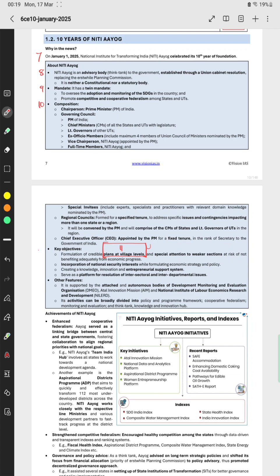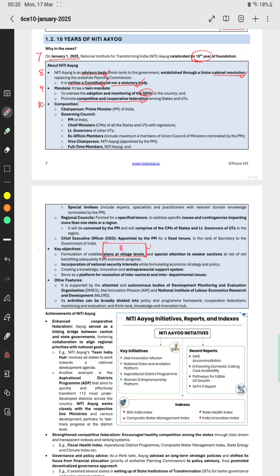Second topic. So the Niti Aayog has completed 10 years, it's celebrating 10 years. So coming to the eighth topic, it's a free prelims factual question. It is an advisory body established through a Union Cabinet resolution. It's neither a constitutional nor a statutory body. So here there are twin mandates for the Niti Aayog. One is monitoring of SDG and the other is competitive and cooperative federalism.